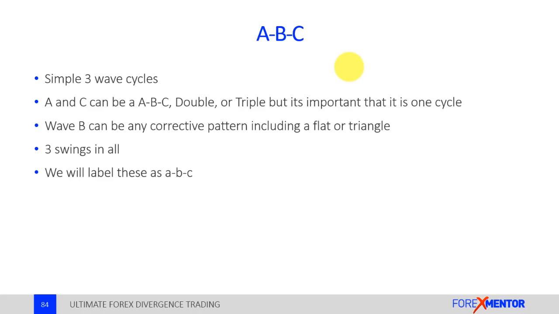The most common target for C is 100% to 127.2% of wave A and B. This is where we'll use our Fibonacci projection or Fibonacci expansion tool to measure wave A, pull it back to the end of wave B, to project the target area for wave C. Let's take a look at this on a price chart.